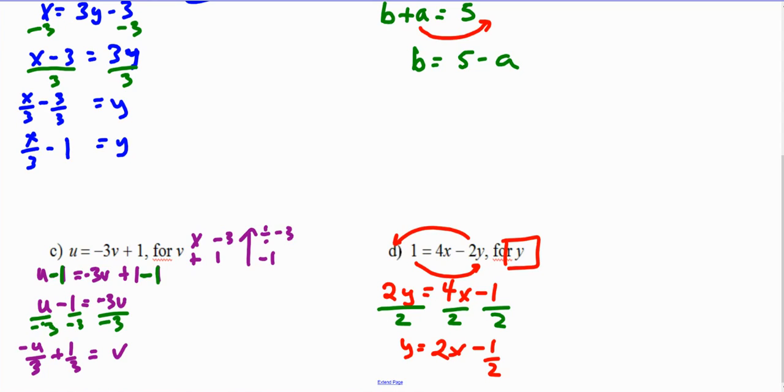Okay, it gets a little more tricky, I guess, as we go along. This one now, notice we have 3 variables. Well, don't let that change anything you've done in the past. Really, all we're trying to do is get that all by itself. Now we have another example where this is negative. So I'm going to move that over.